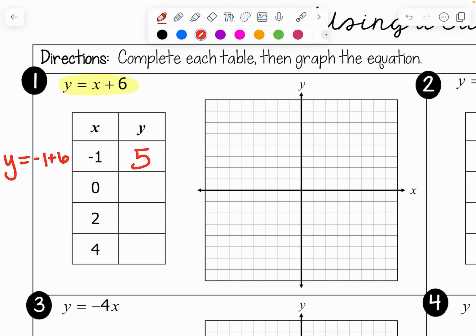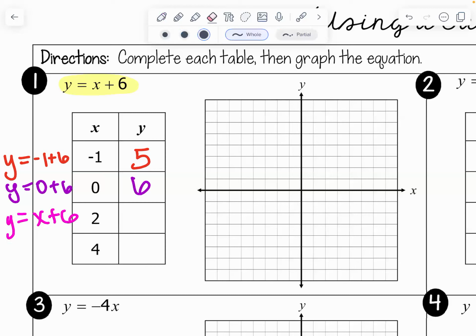Next one will be 6. So you're saying if we take x plus 6, but 0 plus 6, it's going to be 6. Okay. What about if we have x plus 6, but we replace x with 2? 8.